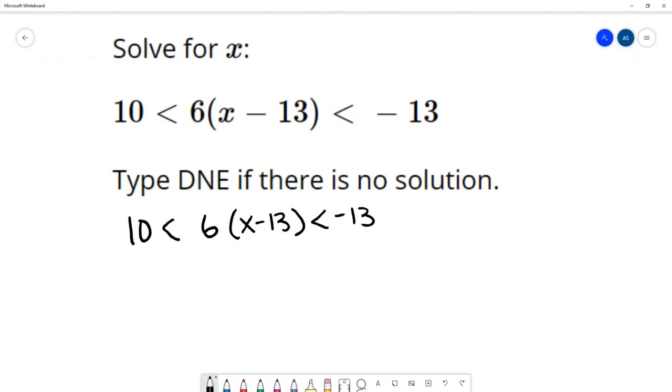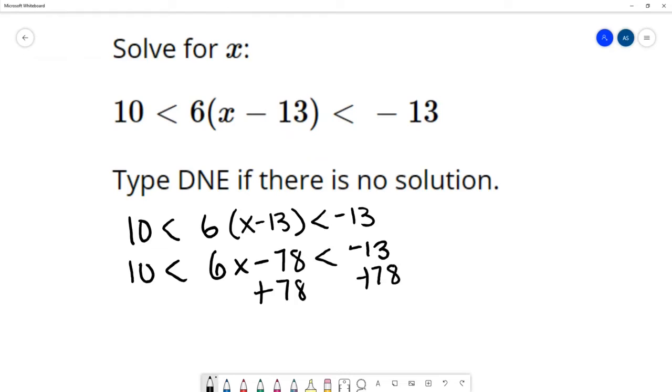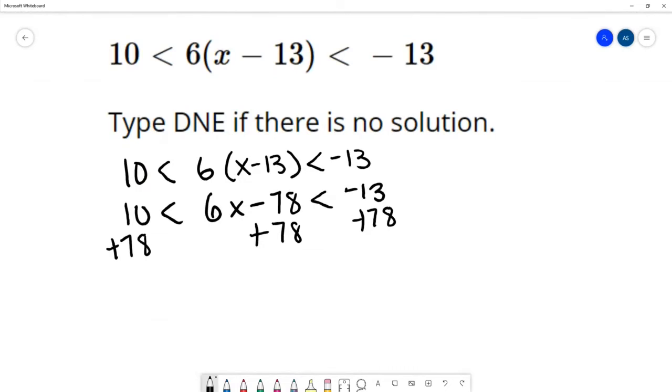Now to solve this inequality, I would distribute the 6, and that would give 6x minus 78 is less than -13. I would add 78 onto each part. Need to do the same thing on all 3 parts so that the inequality stays balanced. That gives 88 is less than 6x is less than 65. Excuse me, yeah, 65. Then I'll divide by 6 on each part.